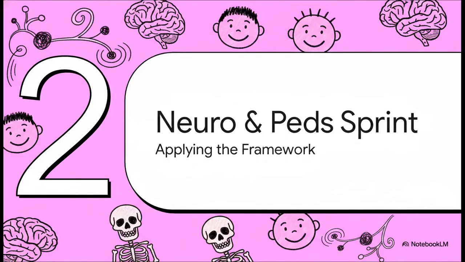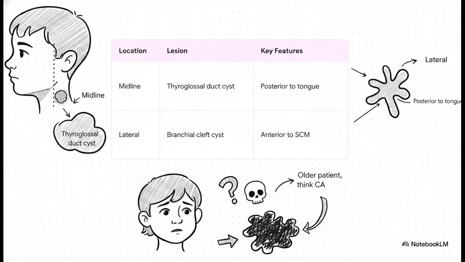Okay, theory's done. Time to put it into practice. Sprint number 1, neuro and peds. Let's take that core strategy we just learned and apply it to some classic exam scenarios you're almost guaranteed to see.